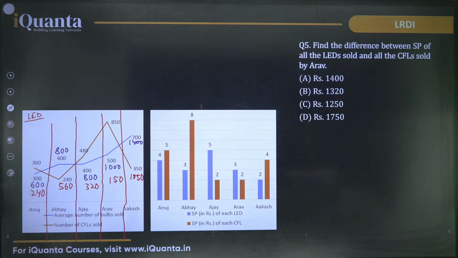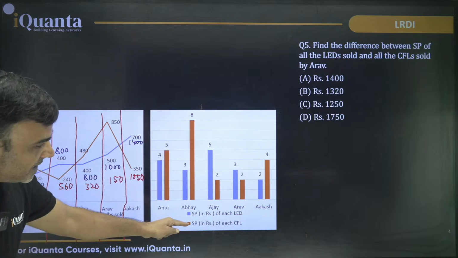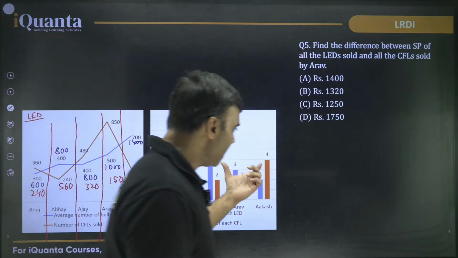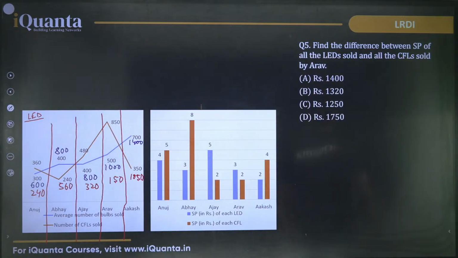So you don't need to create a separate table. All the red values that I have written right now are all LED numbers, and CFL numbers are already there on the graph. These are selling prices of each LED and selling prices of each CFL. So we will need them to find the total value. We need to multiply the number of items into the price.